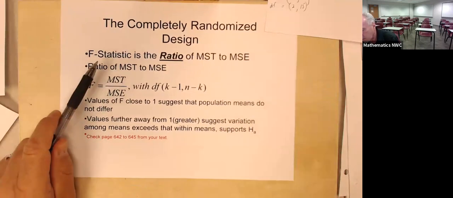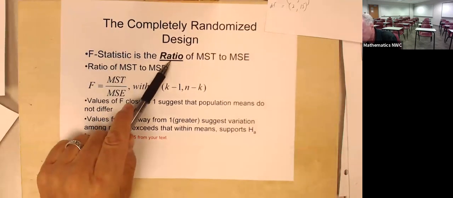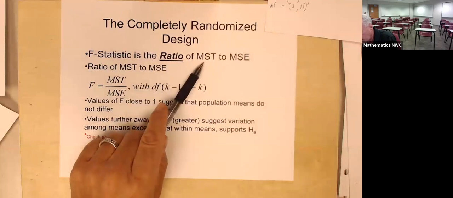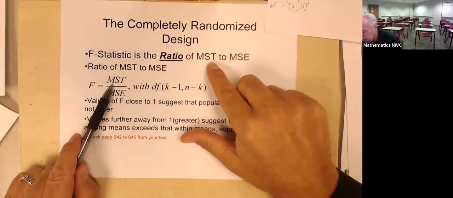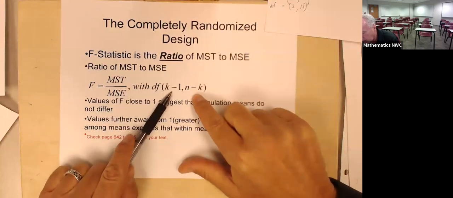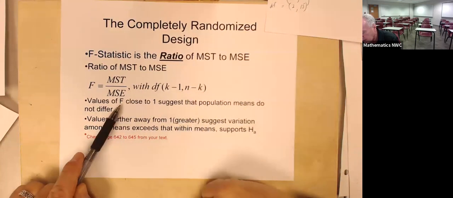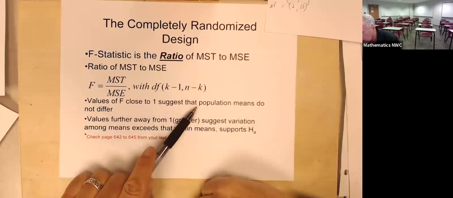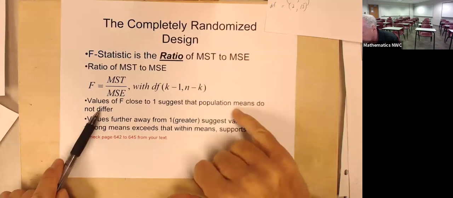As I mentioned before, the F statistic is a ratio. It's the numerator, MST, divided by the denominator, with, again, this ordered pair of degrees of freedom. Values of F close to 1 suggest the means do not differ.